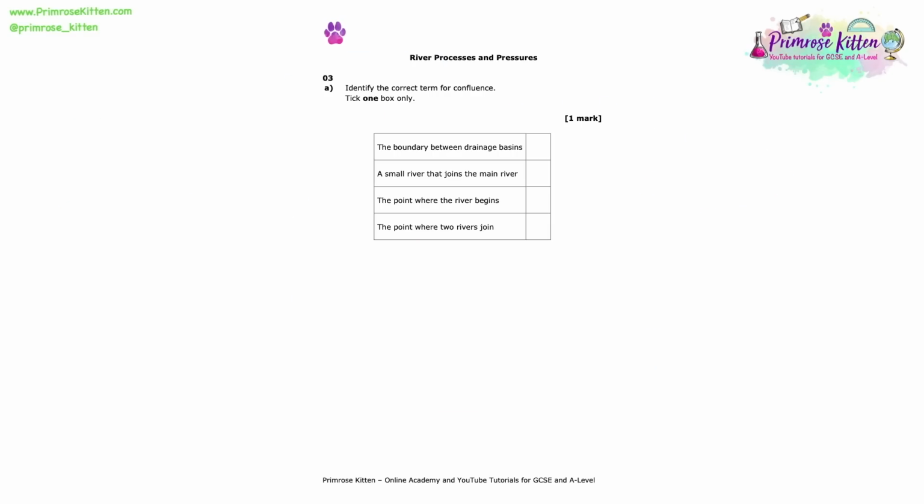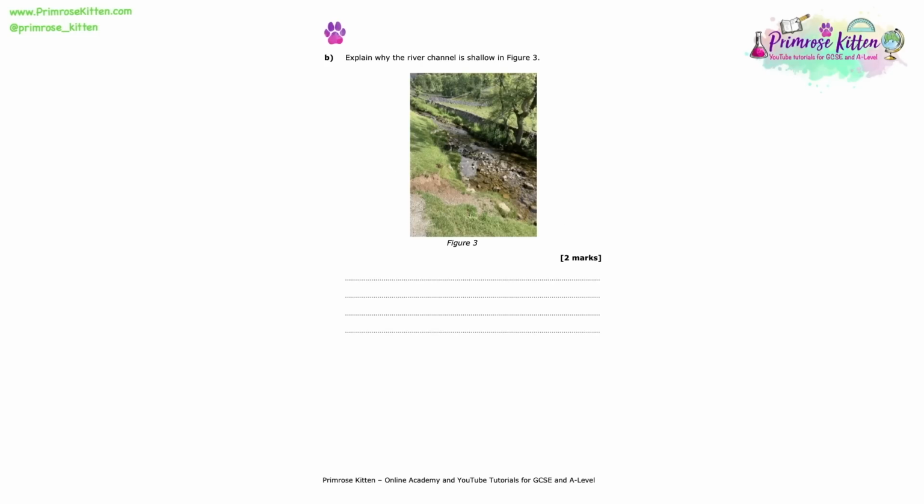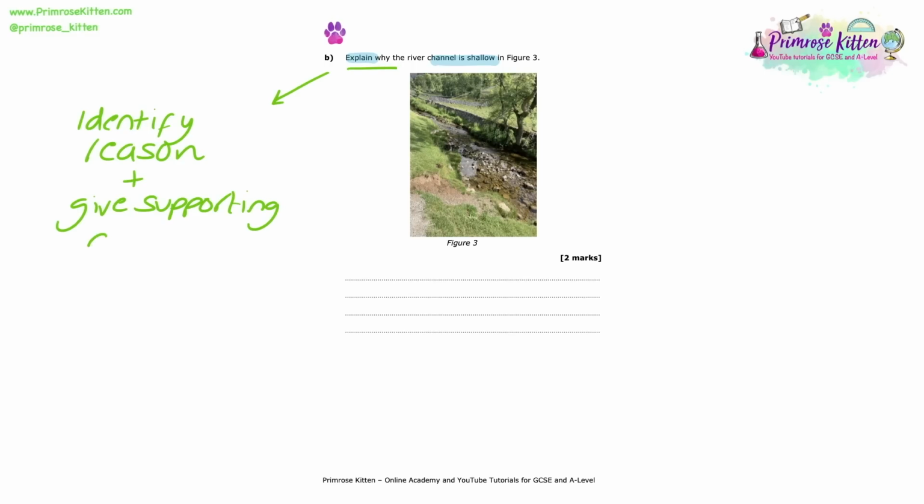Question 3, Part A. Identify the correct term for confluence for 1 mark. The correct answer is the fourth option, the point where 2 rivers join. Part B. Explain why the river channel is shallow in Figure 3 for 2 marks. This question requires you first of all to identify a reason and then provide supporting detail.